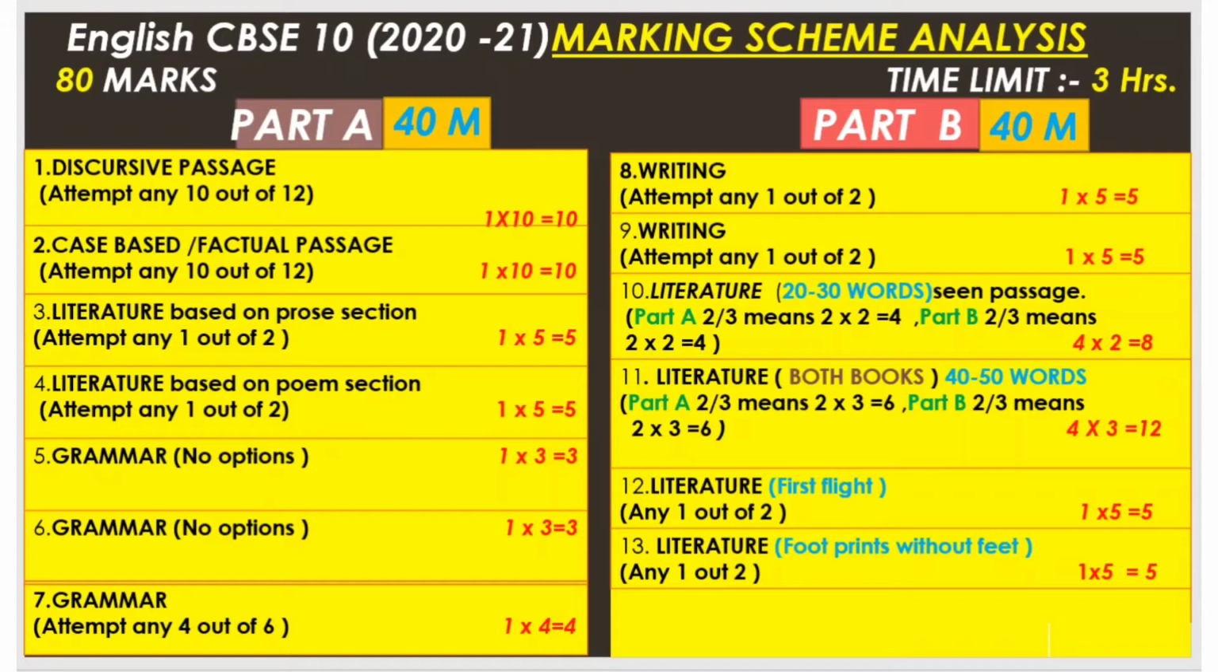Now here you will be having 12 questions given, each carrying 1 mark, out of which you have to attempt any 10. That means the discursive passage part, question number 1, carries 10 marks. Now inside each question you are having 4 options, so you have to just select one option. It is very easy because for 1 mark questions options are given.